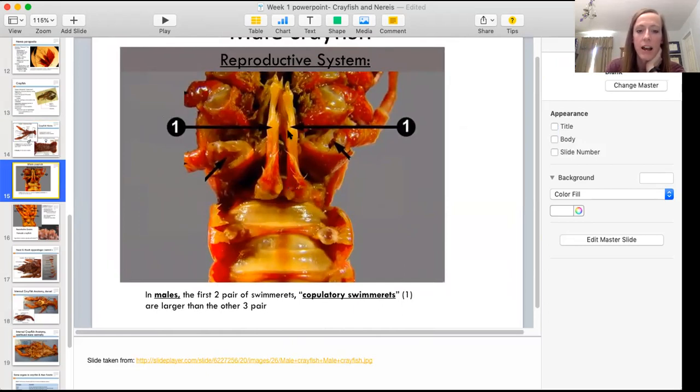You see these two here are the first and second. I don't know if you can see here, but this is one, and then just underneath that there's another first and second pair of swimmerettes or pleopods. So the male has those being larger, and then the last three pair being smaller.